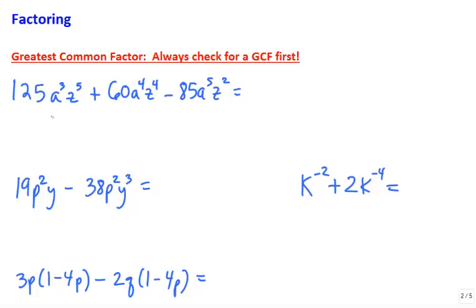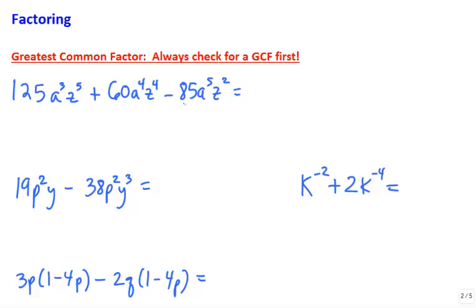So if we take a look at this first example, 125a^3z^5 plus 60a^4z^4 minus 85a^5z^2. This has terms that all have a's and all have z's, and the numbers in front, or the coefficients, are all pretty large. So there's a good likelihood that we're going to have a GCF. So let's figure out what that GCF should be.